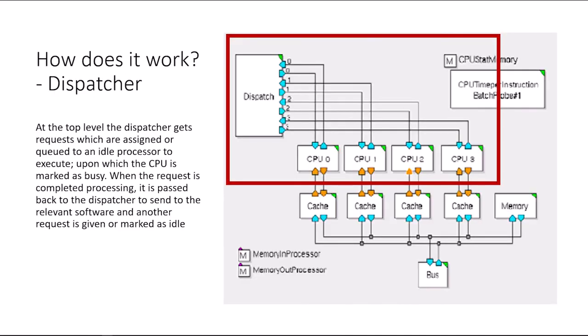So how does it work? One of them is a dispatcher. So this sits between the CPU and the software. The dispatcher gets requests which it assigns to an idle CPU. When it sends a request to an idle CPU, the CPU is marked as busy, and once the request is complete, it's given back to the dispatcher and then given back to the software.